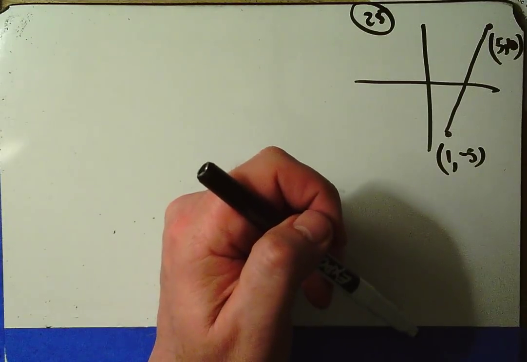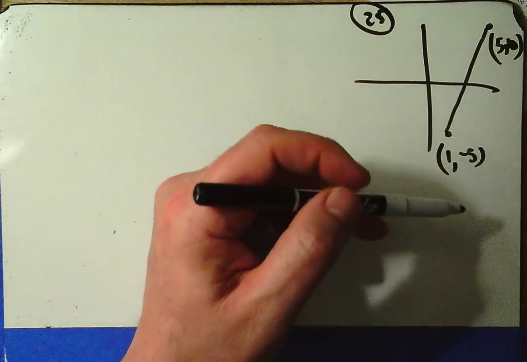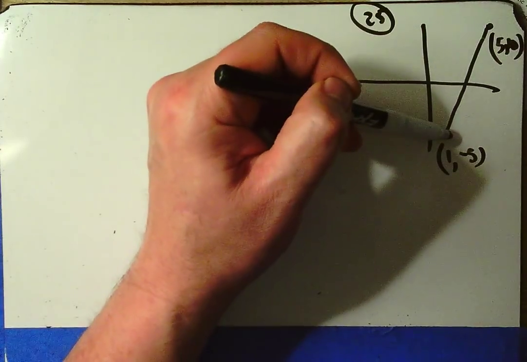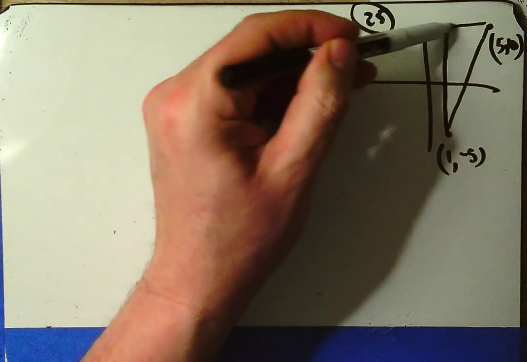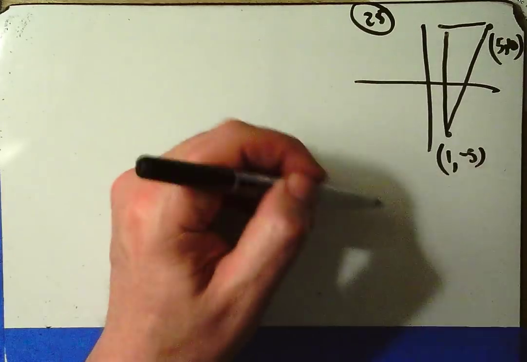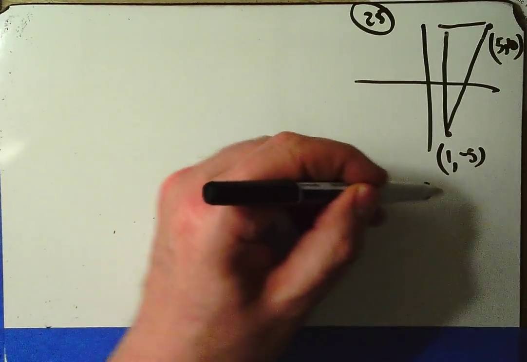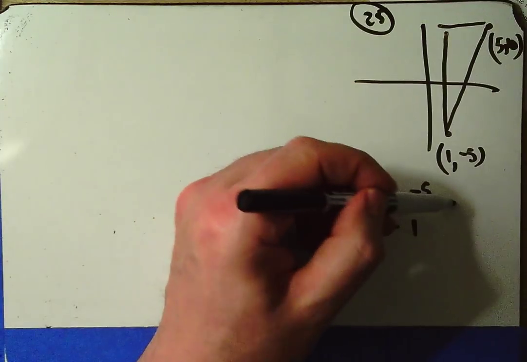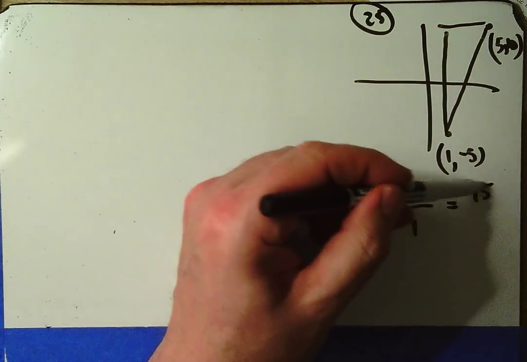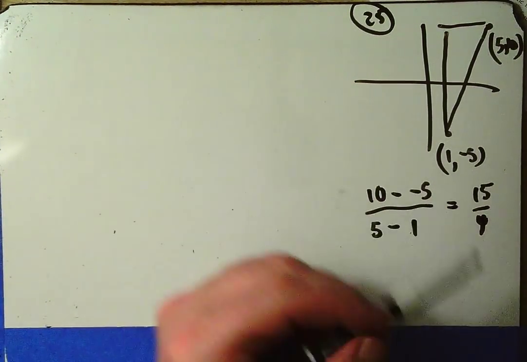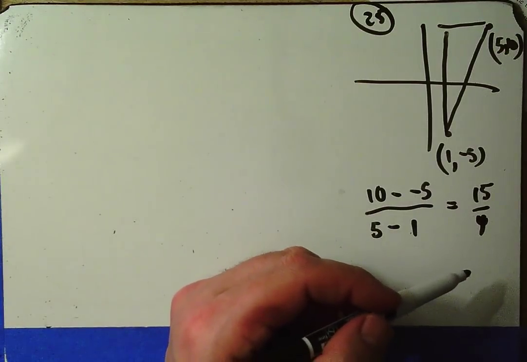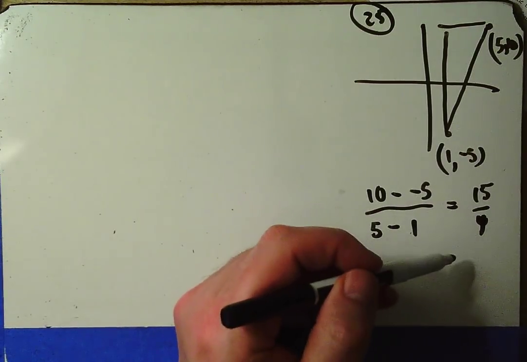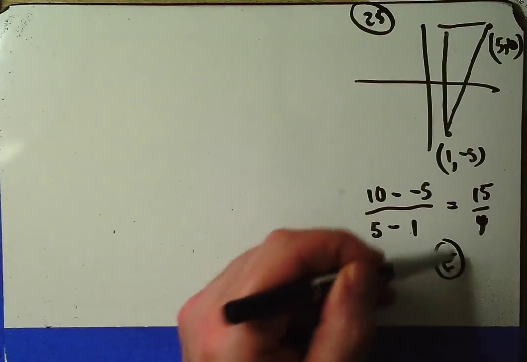Well, I remember learning that slope was rise over run. So how far up do I go, and how far over do I go? Well, 10 minus a negative 5 over 5 minus 1. That's 15 over 4 is the slope, and that corresponds to choice E. E for number 25.